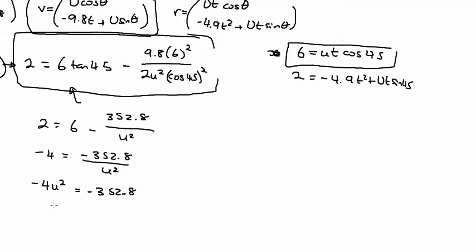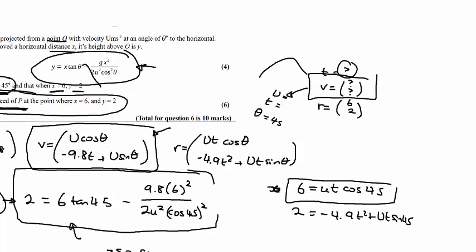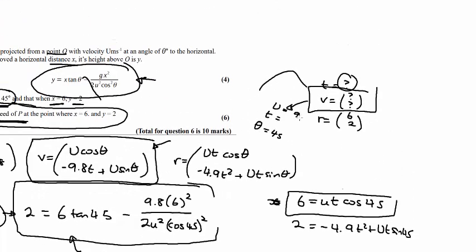Yeah, u squared is going to equal 352.8 divided by 4, so 88.2. U equals 9.39. Alright, excellent. We've got one more. So u is 9.39. Now we need t, because remember we're trying to find the velocity at this point.